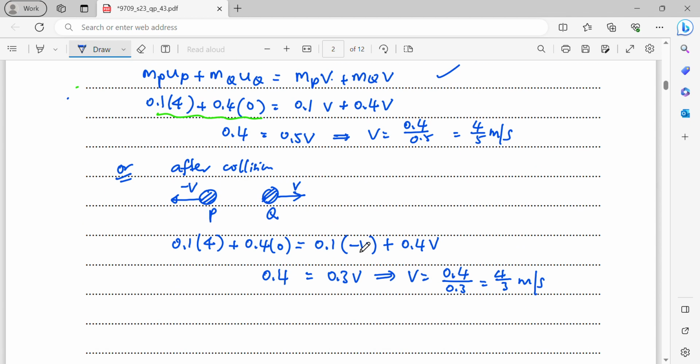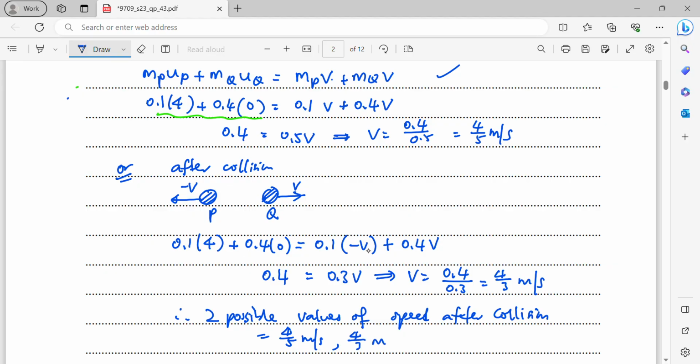So these are my two V values. The two possible values of speeds after collision equal 4 over 5 meters per second. Another one is 4 over 3 meters per second. Okay, so this is the solution for question number 1.